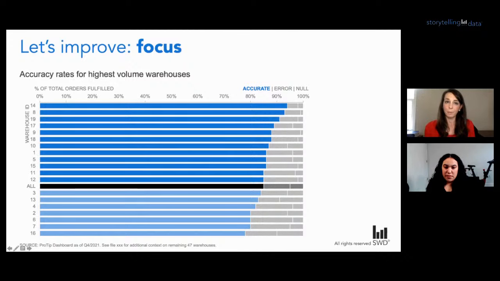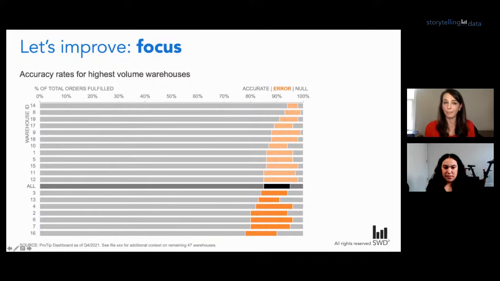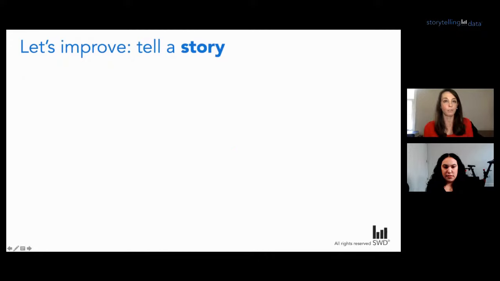Speaking of room for improvement, maybe the conversation really needs to be on these error rates, right? So I could use a different color, orange here, to signal, hey, this is the opportunity, right? It's not necessarily all good. We need to still be talking about why our high volume warehouses have these error rates. So these are just several examples of different ways that I could use color to help focus attention on the different plot points when I think about putting together that overall story.